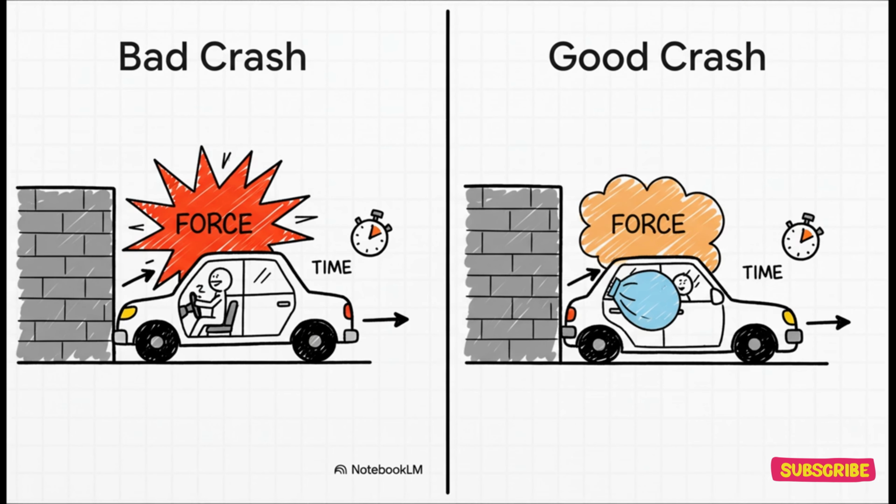And that's it. That's the whole trick. A good crash is a slow crash. Airbags and crumple zones are engineered with one single goal: to increase the amount of time it takes for you to come to a complete stop. By stretching that violent impact out over a few extra crucial milliseconds, they massively reduce the peak force that gets transferred to your body. Less force simply means less injury. It's physics, in action, saving your life.